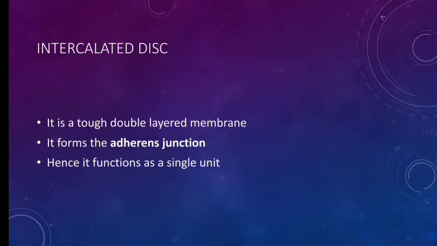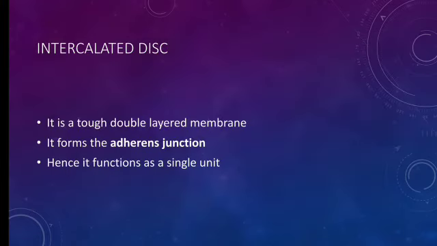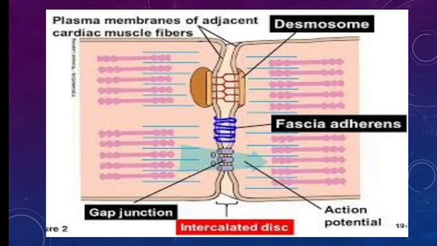Intercalated disc is a tough double membrane structure. It is located between the junctions of the two branches. Here it forms the fusion of cardiac muscle membranes, forming an adherens junction, and hence it functions as a single unit. Here you can find the junctions. This is the fusion of the membrane forming the adherens junction, and this is called the intercalated discs.